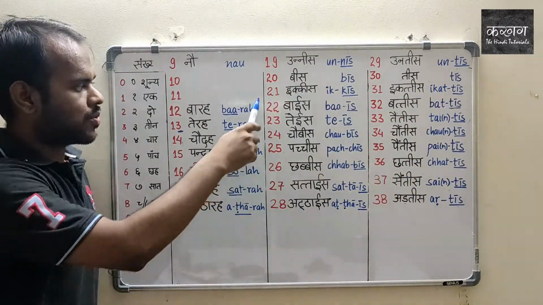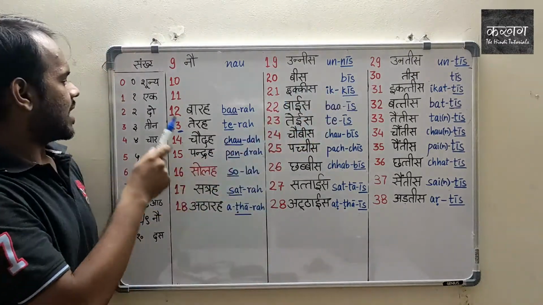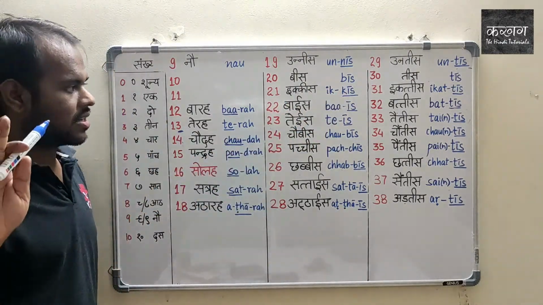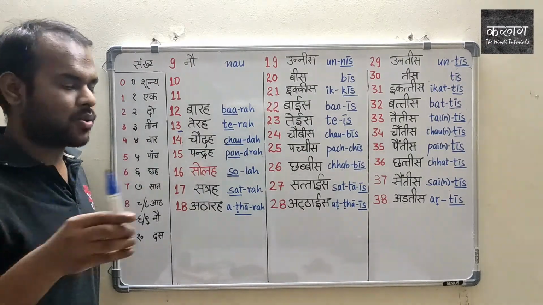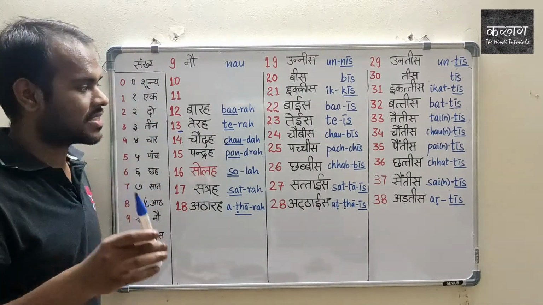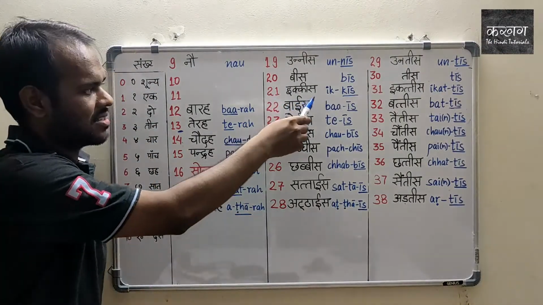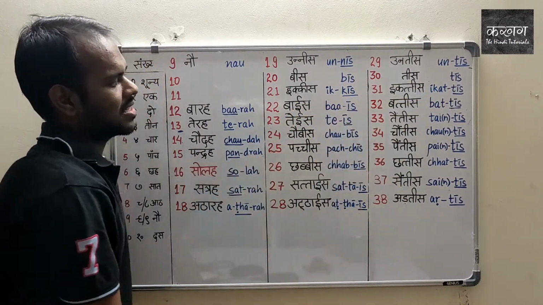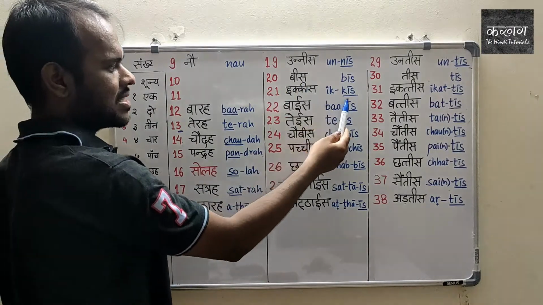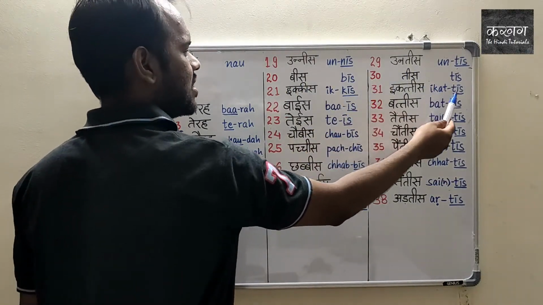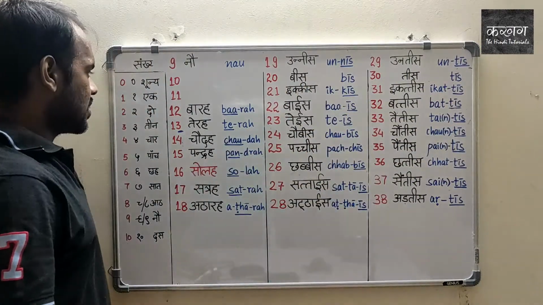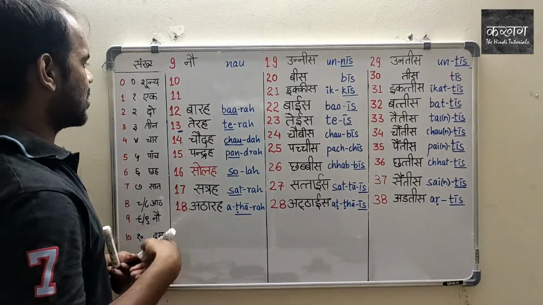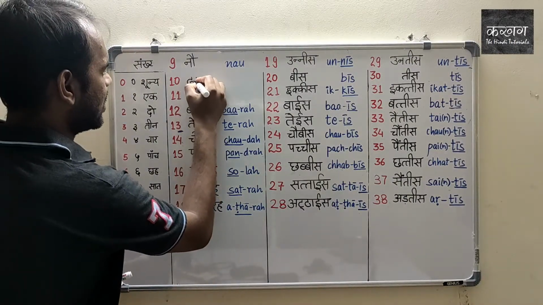Now talking about 21 and 31, we know that ek is 1. So the numbers with 1 at the unit place begin with ik. 21, 31. Okay, so only two are left, that is 10 and 11.